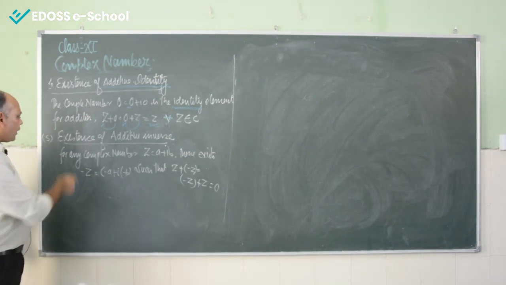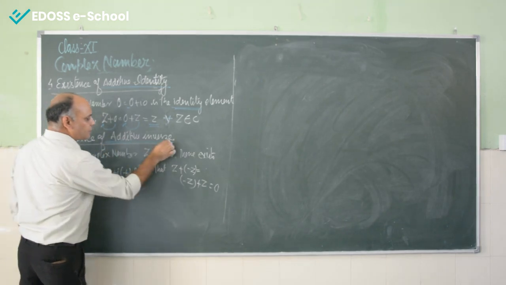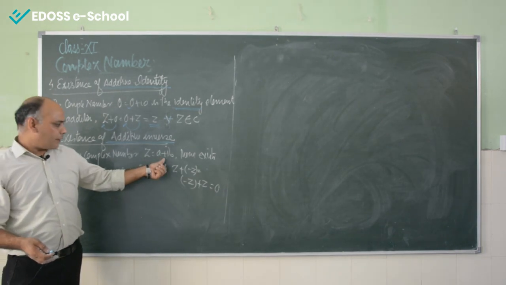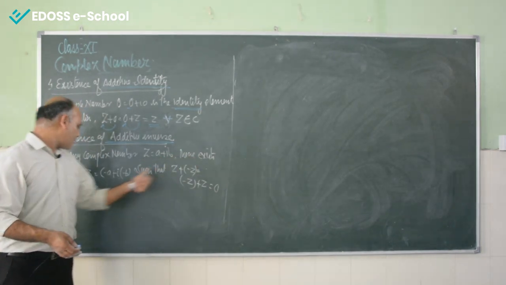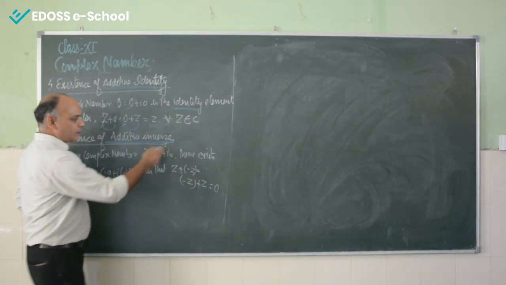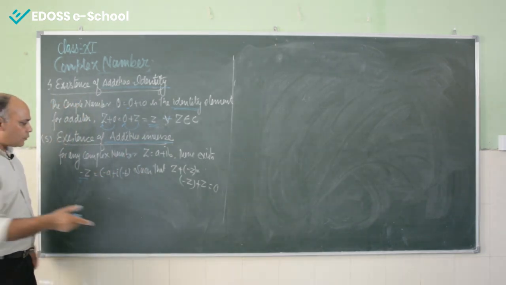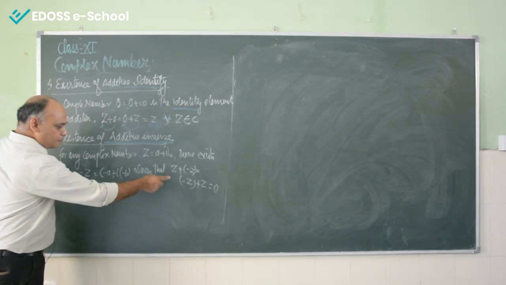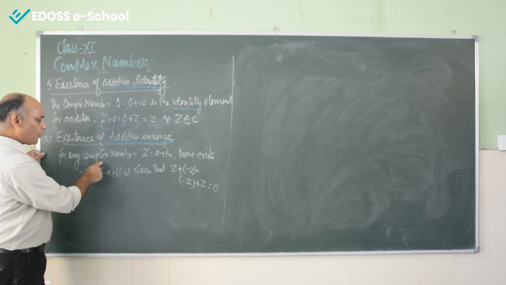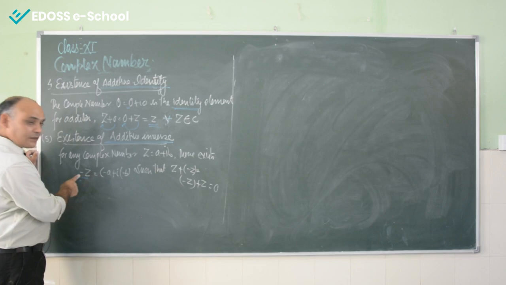Now the last one is existence of an additive inverse. Inverse means negative sign. That means for any complex number Z equals to A plus iota B, there exists minus of Z. If Z is added to minus of Z, then plus Z and minus Z cancel out, and you will get 0. This property is known as existence of an additive inverse. For any complex number Z equals to A plus iota B, there exists minus of Z.